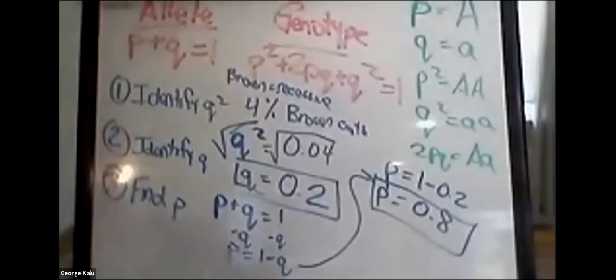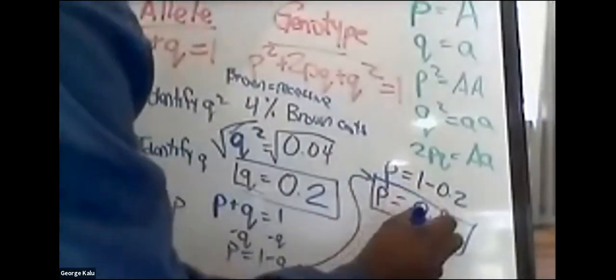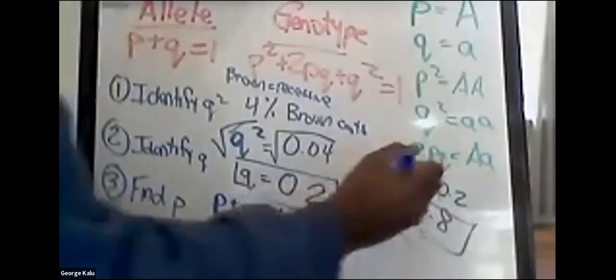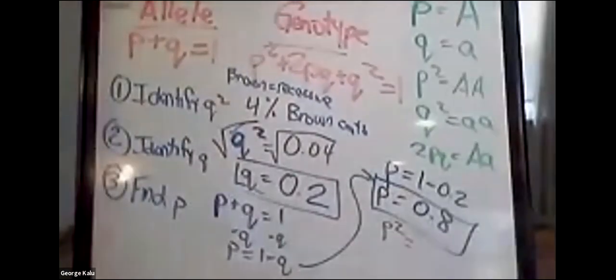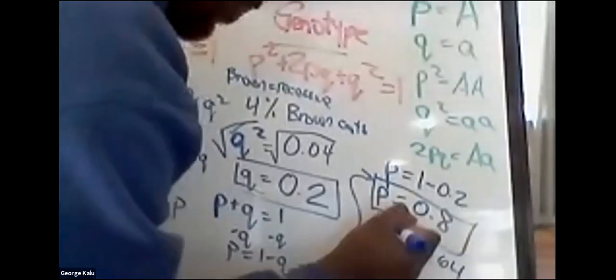P squared, right. So the next thing we can do is find P squared. All you would do is square your P. In this case, you would square 0.8. And what would we get? 0.64. Okay. So we would get 0.64 as our P squared.